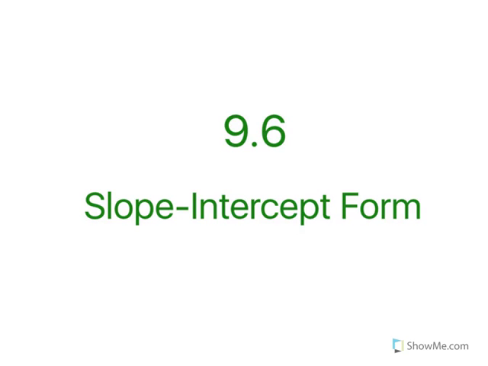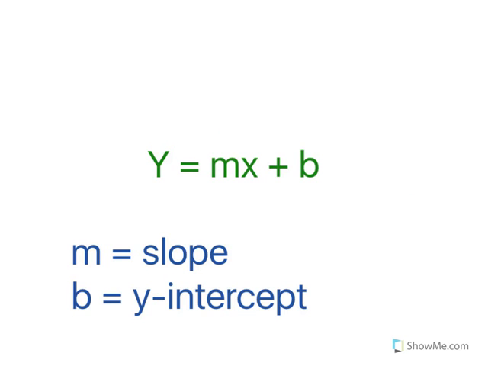This lesson is on section 9.6, titled Slope-Intercept Form. The slope-intercept form we are going to say is y equals mx plus b. That's the form that we're going to want to put all of our equations into when finding our slope and our y-intercept and eventually graphing lines.